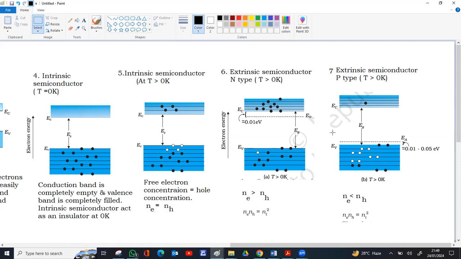So these are the important energy band diagrams related to the semiconductors chapter. Normally 1 or 2 questions are asked, with an additional explanation of how N-type is formed, how P-type is formed, like that. Thank you for listening.